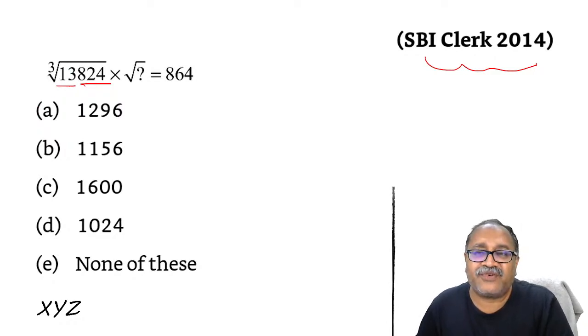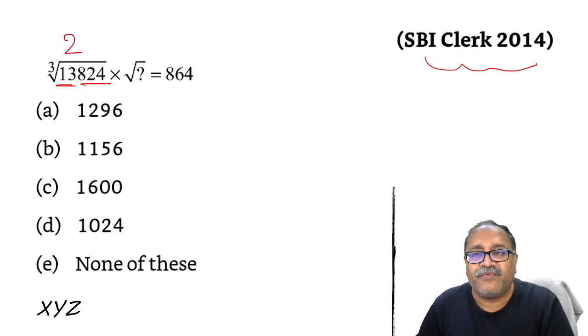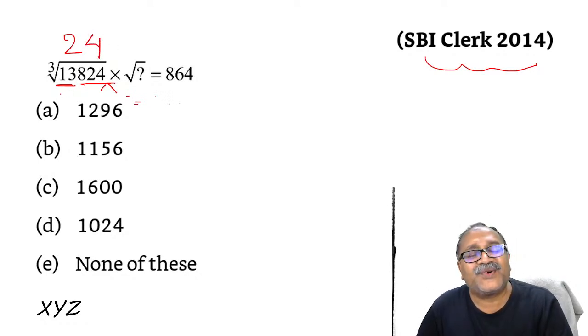How do I find out? So this 13 is greater than 2 cube. 2 cube is 8. So my first number is 2. When do you get the 4 over here? 2 cube? No. 3 cube? No. 4 cube is 64. Yes, it's 4. It's over. Now with 24 you will cancel this number.